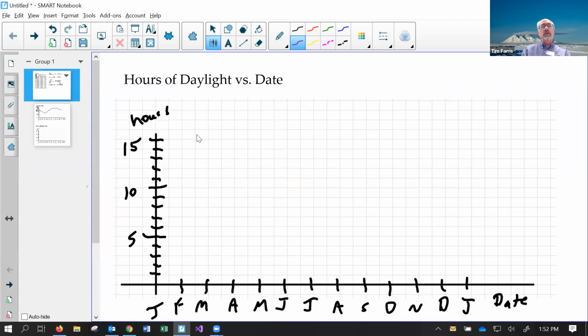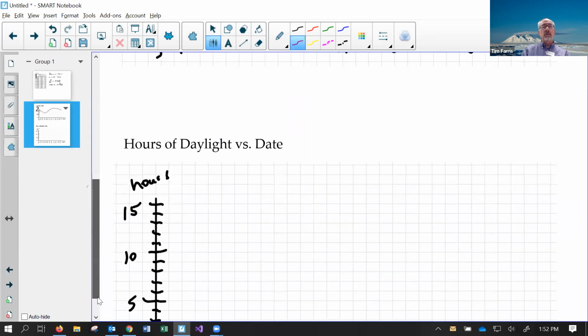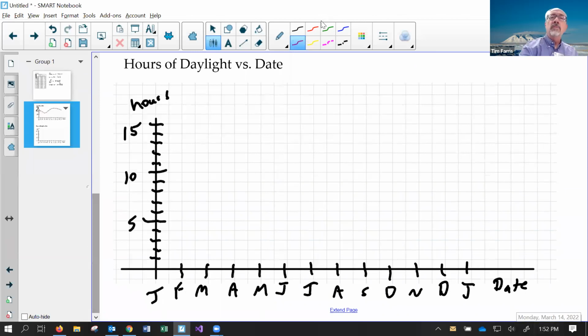And this is why we wanted to convert these times of daylight into decimal hours. So like here, the 10 hours and 5 minutes, that's 10.08, just slightly more than 10 hours. So on top of my January number, we're going to put the 10.08. So that would be somewhere just slightly above the 10. And then we'll go on from there.